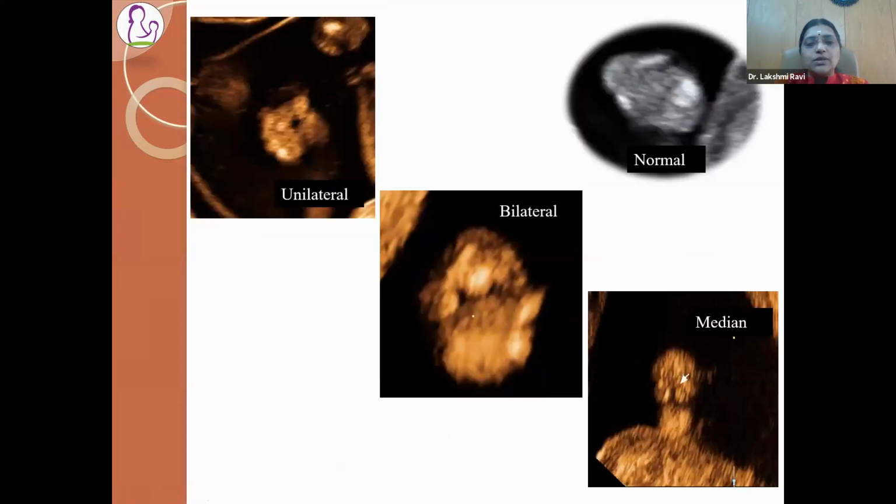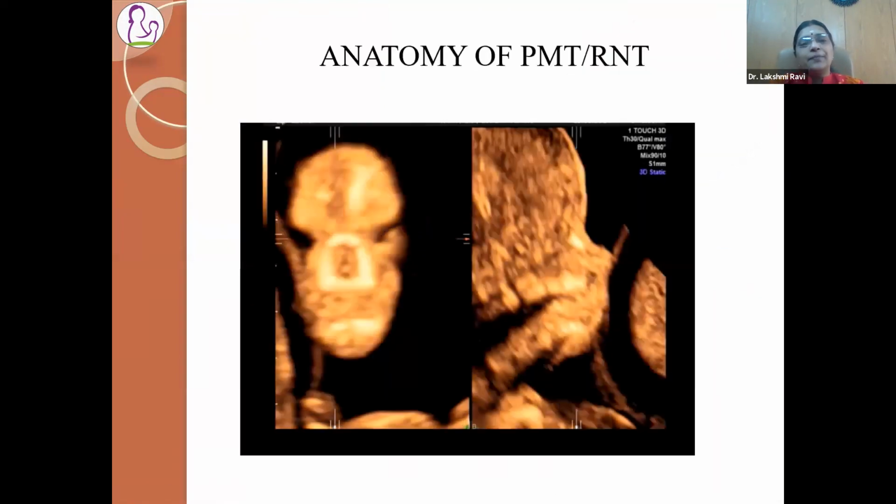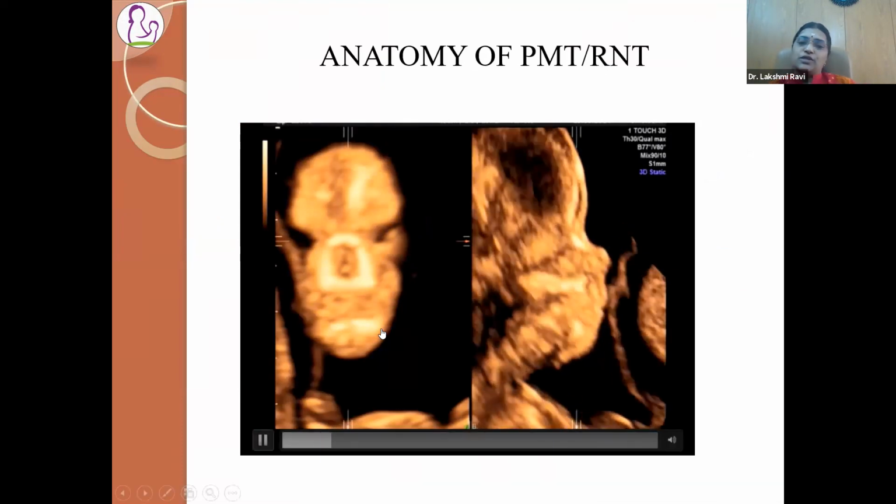And all these images are taken with VCI. So I'm just trying to show you, the image might look very blurred on a 2D ultrasound. Sometimes when you add this VCI, you can nicely demonstrate the subtle defect. And especially 3D ultrasound is a valuable tool in understanding the anatomy of a structure.